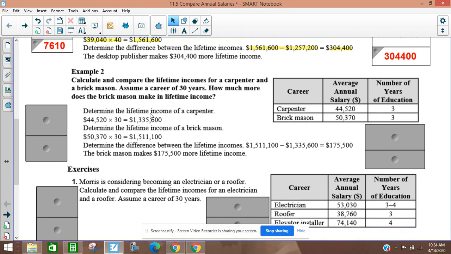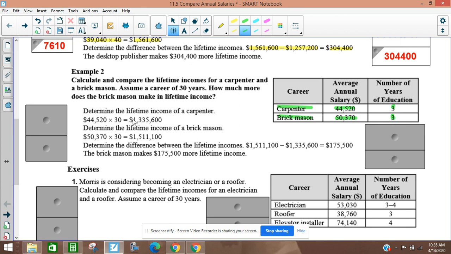Now, example number 2. We're going to calculate and compare the lifetime incomes for a carpenter and a brick mason. Assume a career of 30 years. So how much more does the brick mason make in lifetime income? So in this case, the brick mason makes $50,370 a year, and the carpenter makes $44,520 a year. Notice the years of education.